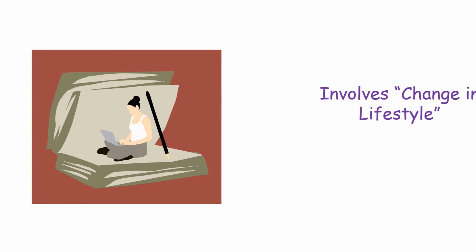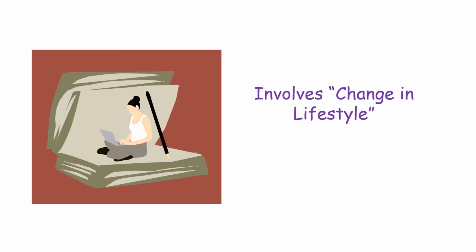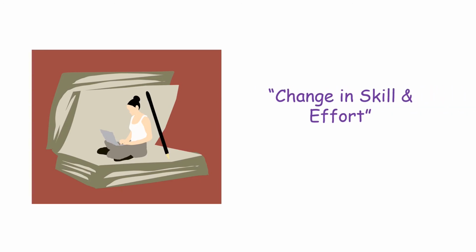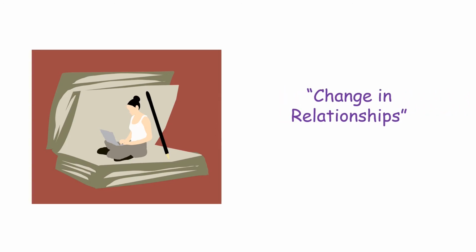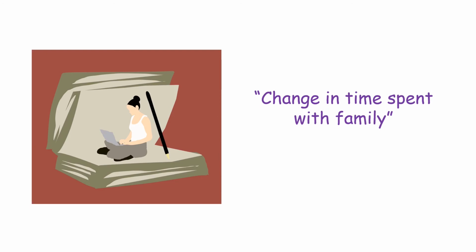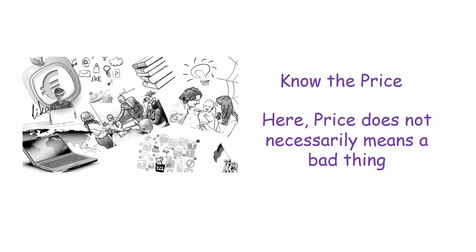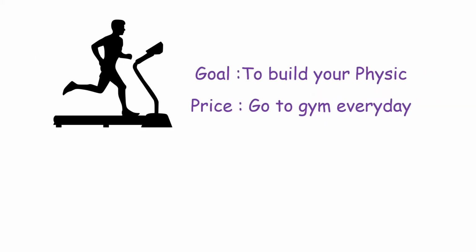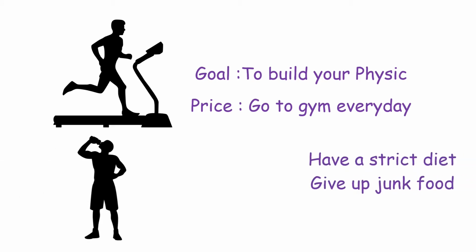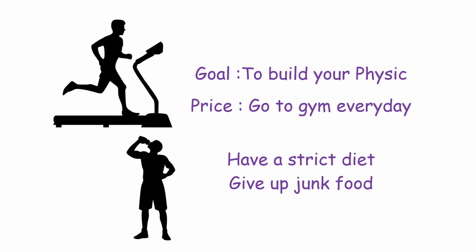Some goals may involve change in lifestyle, change in level of skills and effort, change in routine, change in relationships, change in time spent with family, and so on. So know the price. Here, price does not necessarily mean a bad thing. For example, if you want to build your physique, the price that you'll have to pay will be to live a disciplined routine, go to the gym every day, have a strict diet and give up junk food.